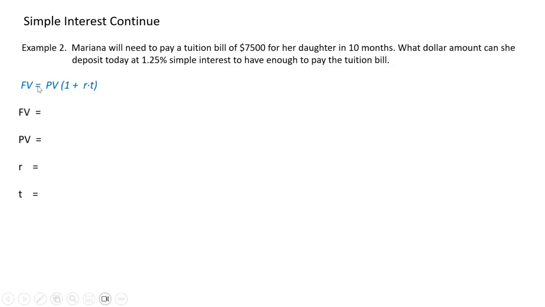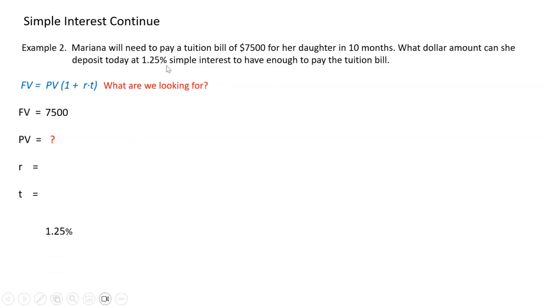So again, we're going to use this formula, and for this one there's no option, because here, guys, they give us the future value. This is what Mariana needs to pay in the future. In 10 months, she needs to come out with 7,500. So what are we looking for? We're looking for the present value. How much money must she deposit today? So the future value is 7,500.